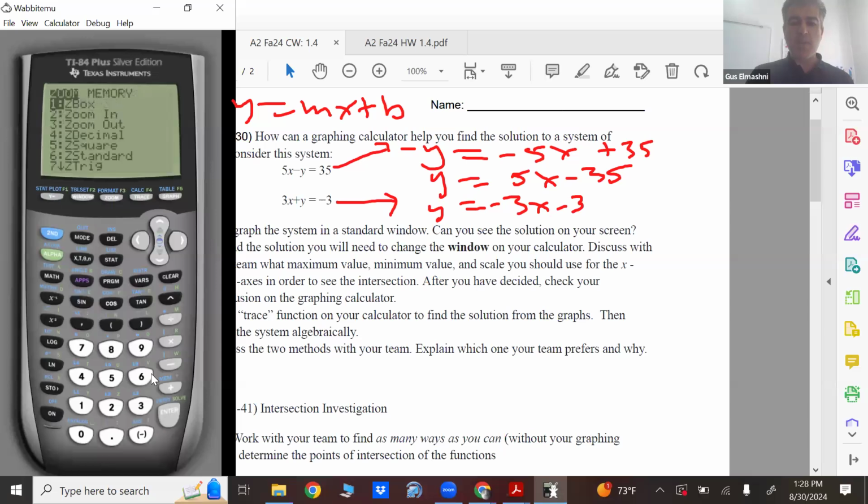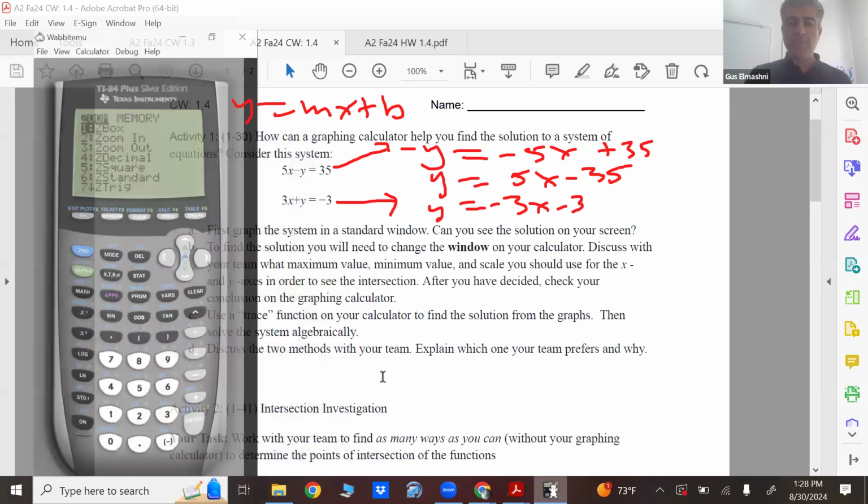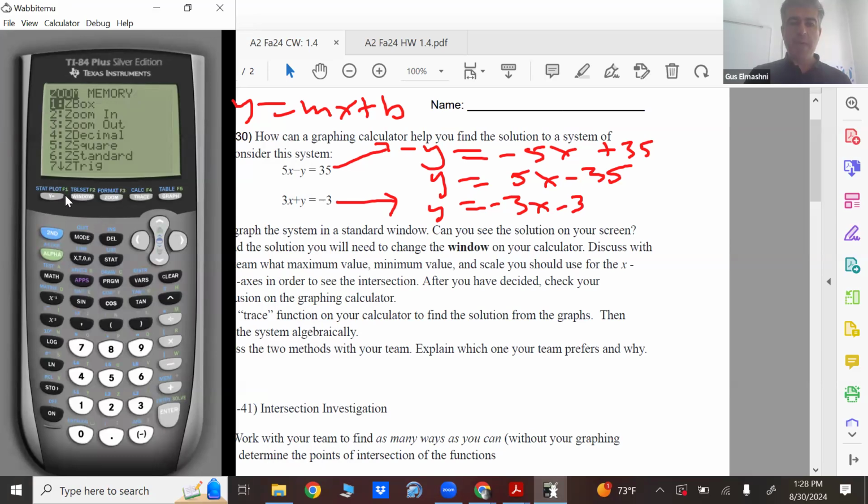I'm going to graph this in the standard window. To do the standard window, if you hit zoom and then standard, it's going to go from negative 10 to 10 for x and negative 10 to 10 for y. So I'm going to deliberately graph in the standard window. After I type in the equations, I hit zoom, option 6.